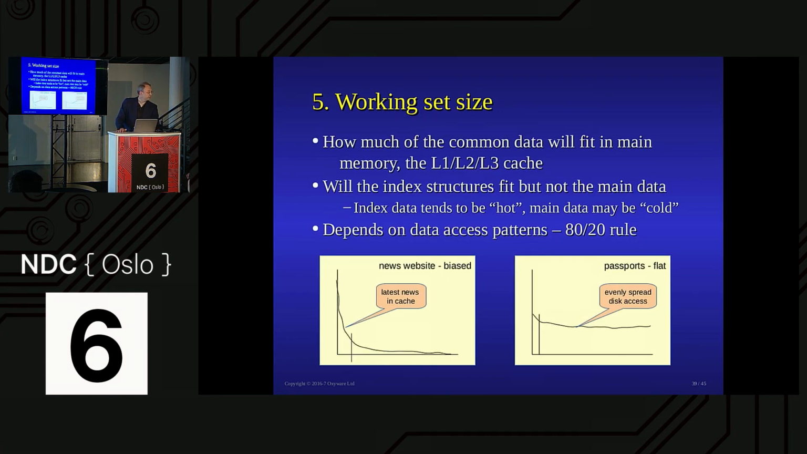Working set. How much data have you got? How big is it? So these are pictures at the bottom here. If you have something like a news website, people are coming in and they're starting to look at today's articles or yesterday's articles. It's very strongly biased towards a small set.